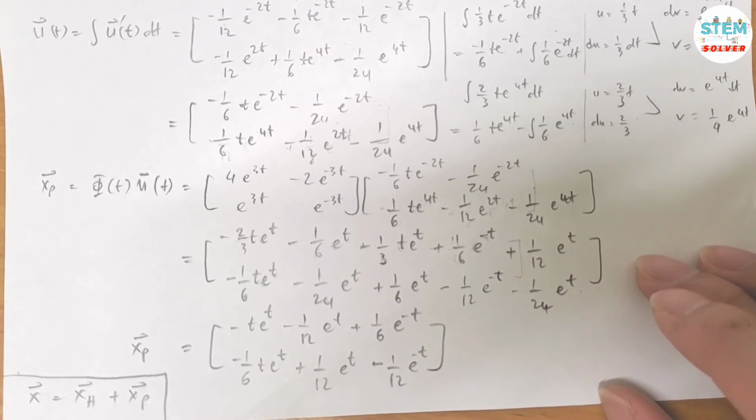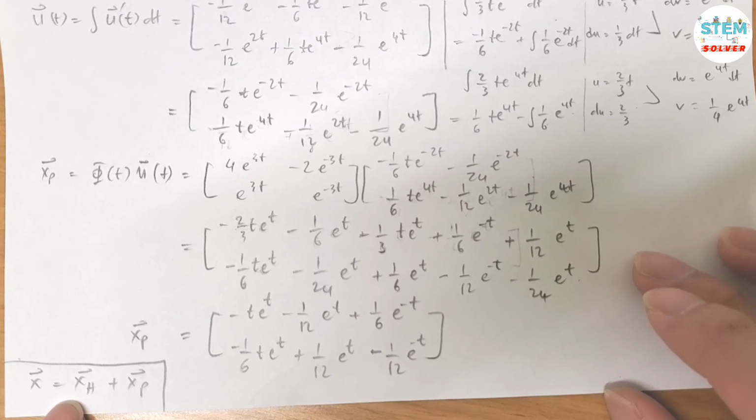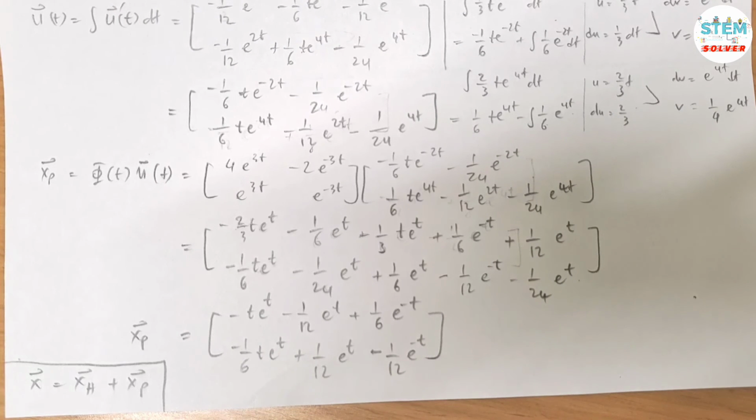So for my final answer, which is vector x, it is equal to x of h plus x of p, the sum of the homogeneous part and the non-homogeneous part. Okay, that's it.